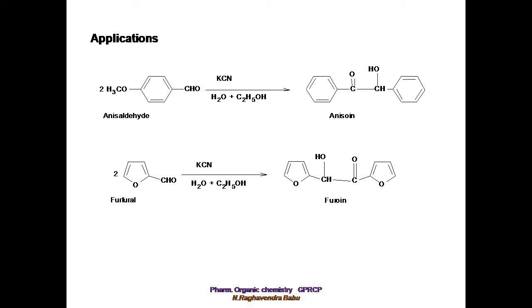Next are applications. 2 moles of anisaldehyde, which is also an aromatic aldehyde, when reacted with potassium cyanide, give anisoin. Next, 2 moles of furfural react with potassium cyanide to form furoin. These are two applications of benzoin condensation. You can write any number of applications, but I have given only two regarding this named reaction.